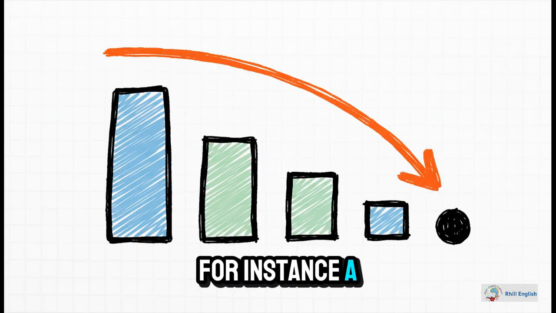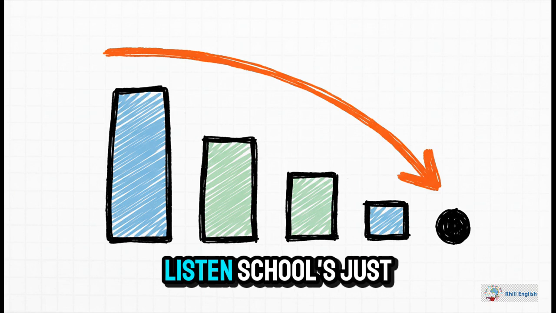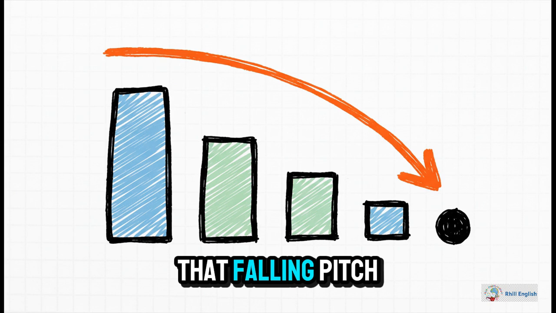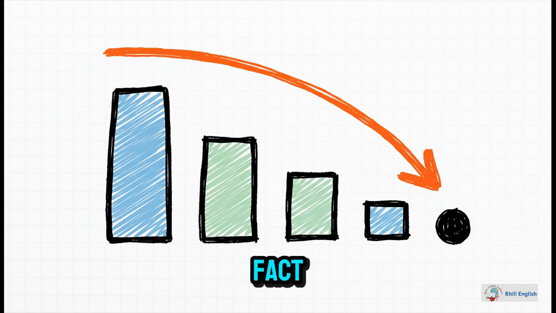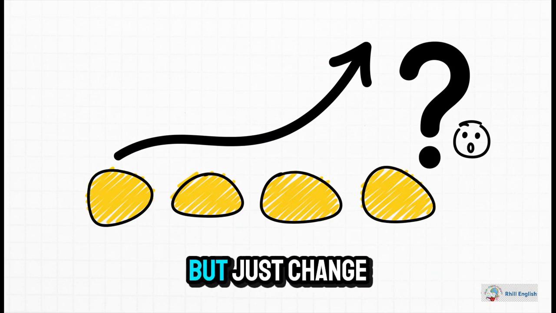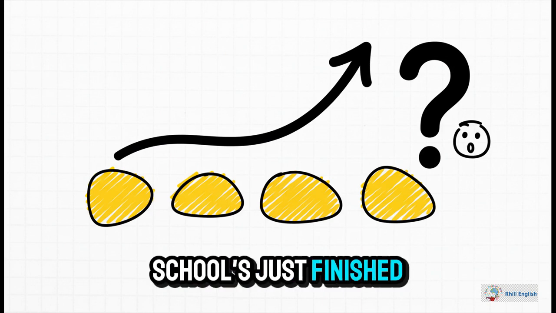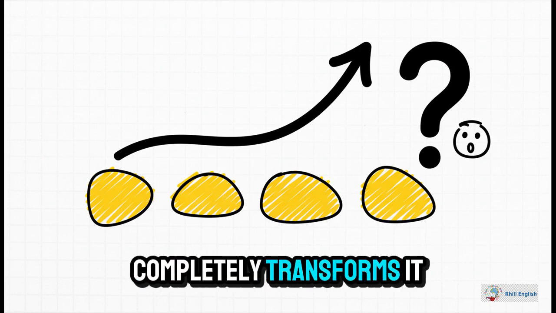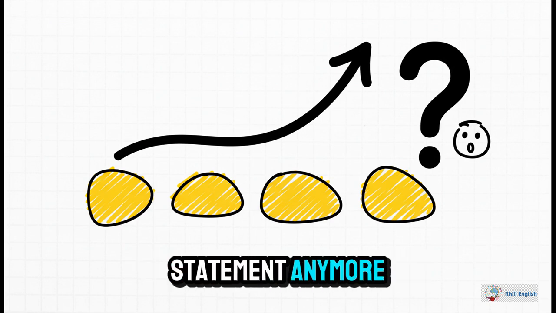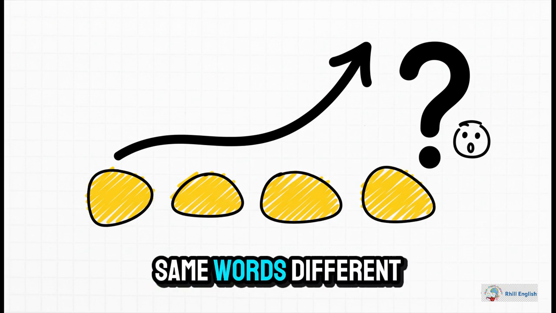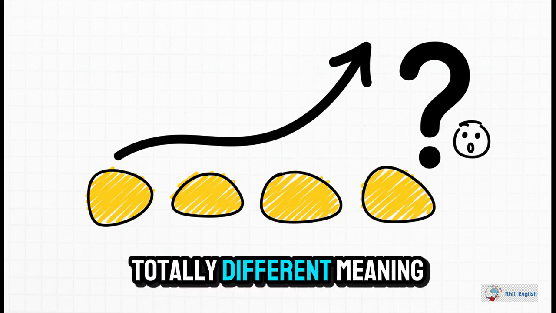For instance, a simple statement in English usually has a falling intonation. Listen, school's just finished. My voice goes down at the end. That falling pitch just signals that I'm stating a fact. Plain and simple. Now, let's use the exact same words, but just change the music. School's just finished? See how my voice goes up at the end? That rising intonation completely transforms it. It's not a statement anymore. It's a question, probably showing that I'm surprised or I need you to confirm it. Same words, different music, totally different meaning.